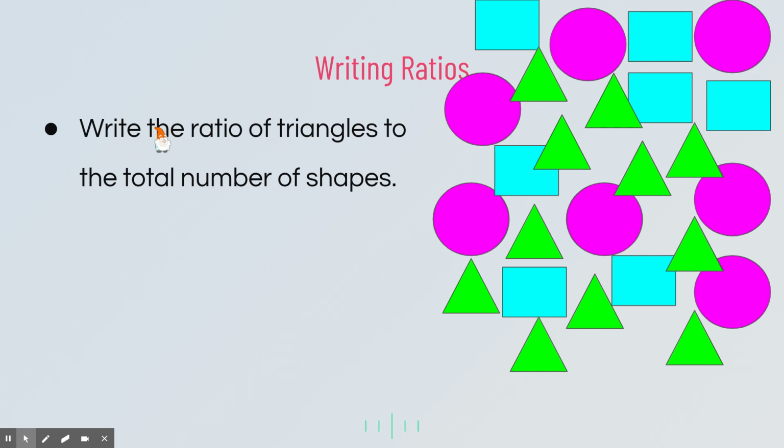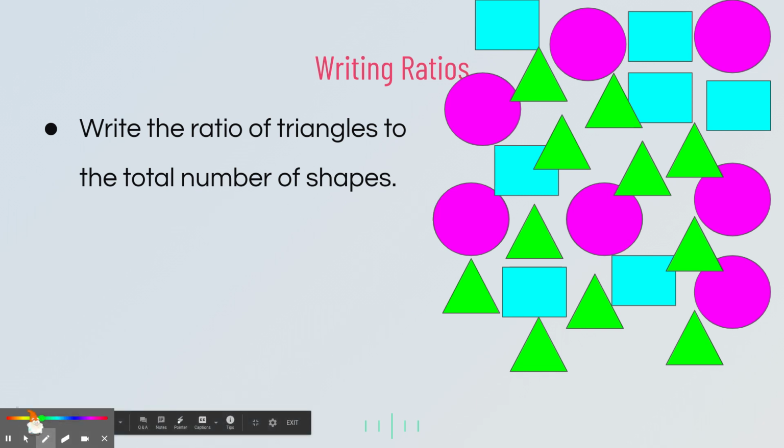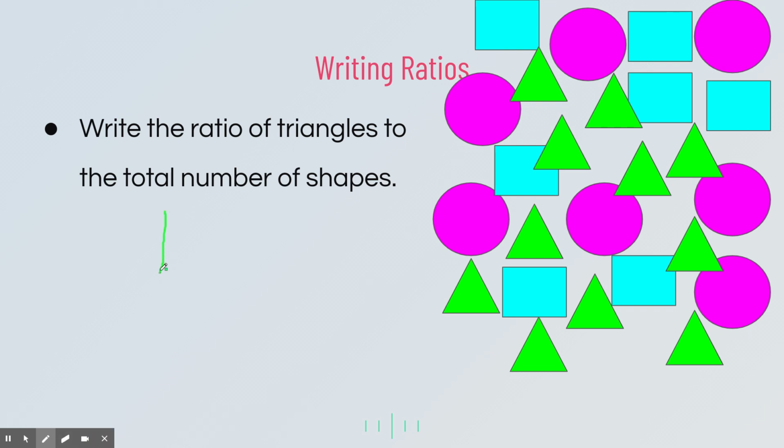And we have, write the ratio of triangles to the total number of shapes. Well, let's do triangles. We know triangles is 11, so we're going to leave 11 there. And then we're going to do the whole number of things. So we have 11 plus 7 is 18, because we did squares and triangles already. So that's 18. And then we have circles. So 1, 2, 3, 4, 5, 6, 7. That's 25. So we have 25 total shapes.